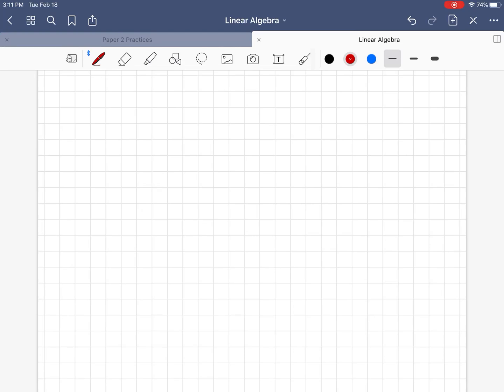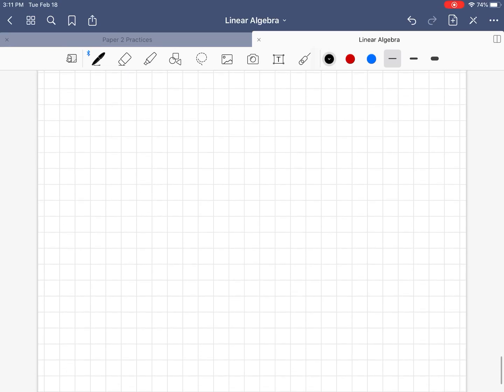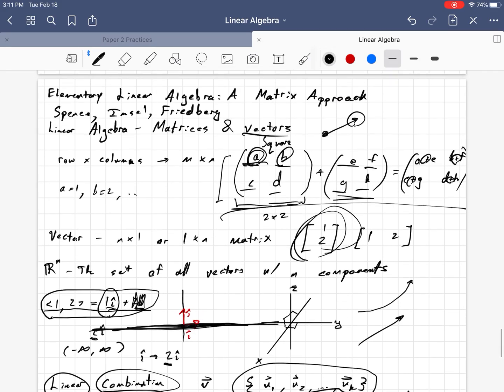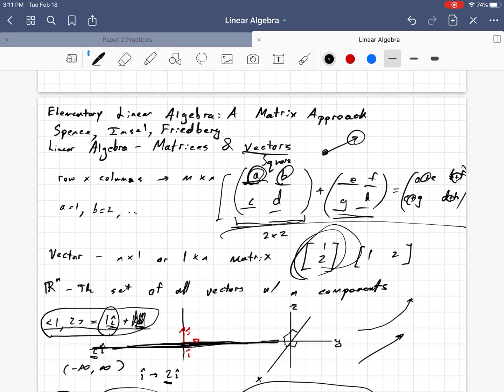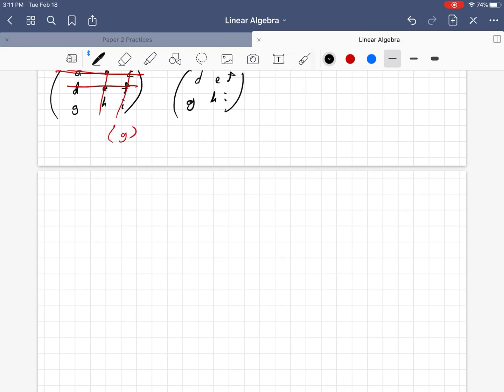They mention vector addition in here. Vector addition is really very, very easy. It's because a vector is just a matrix with either one row or one column, and since we have defined matrix addition, we have just as easily defined vector addition. So, for example, if I were to add the vectors 1, 2 and 3, 4, then I would get the vector 1 plus 3, 2 plus 4, or the vector 4, 6.